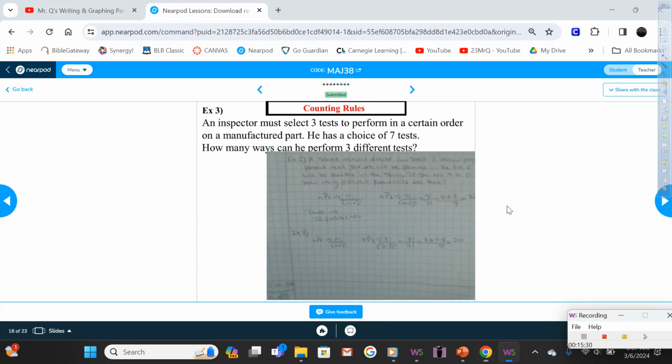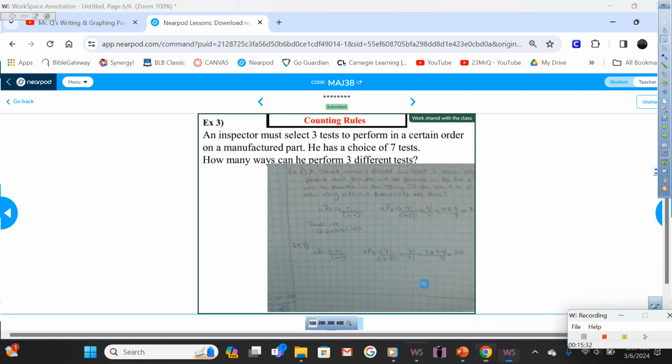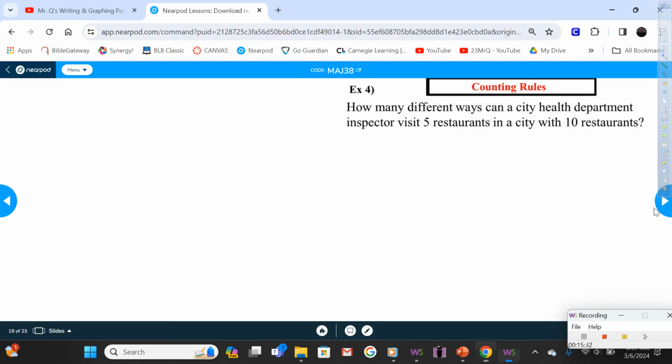Go. All right. Here's this one from one of your colleagues. Check your work. There it is. Have you got that? All right. Yeah, we got this, right? One last one. Here we go. Example number four. How many different ways can a city health department inspector visit five restaurants in a city with 10 restaurants? So, once again, you don't have to copy the problem. Start with your formula. And let me send you the screen so you can send me your work as soon as you're done. Shouldn't take you long. Go.